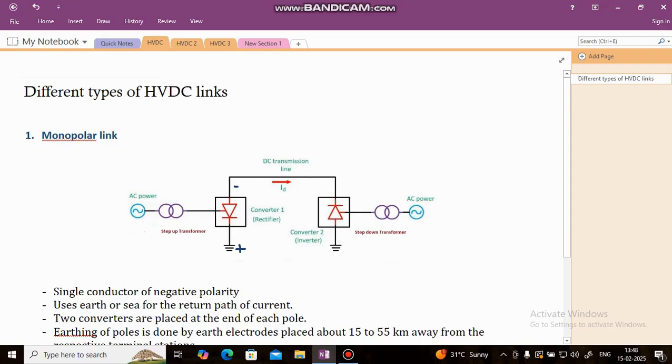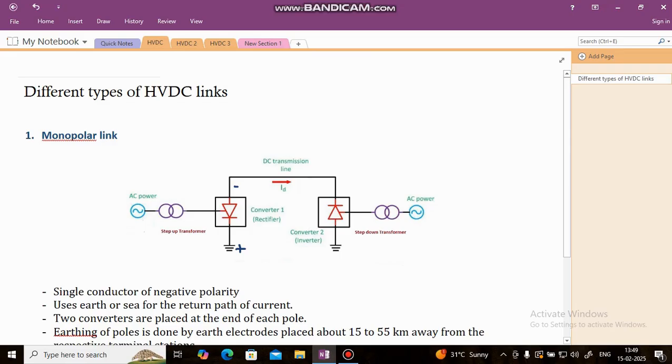At the receiving end, there are inverter stations. These inverters convert DC into AC. This AC power is again stepped down according to the need of the load. So this is the basic structure of HVDC monopolar link. Here a single conductor is used to transmit the power, and for the return path we use the earth or sea for completing the circuit.